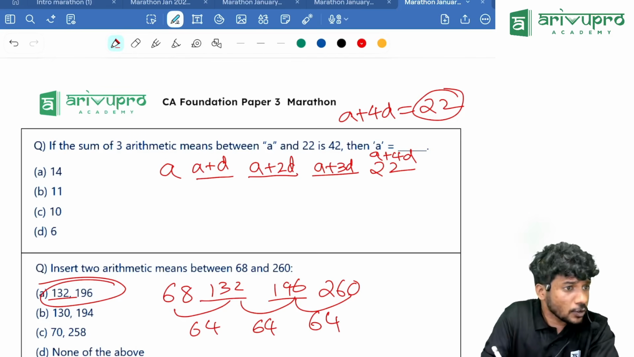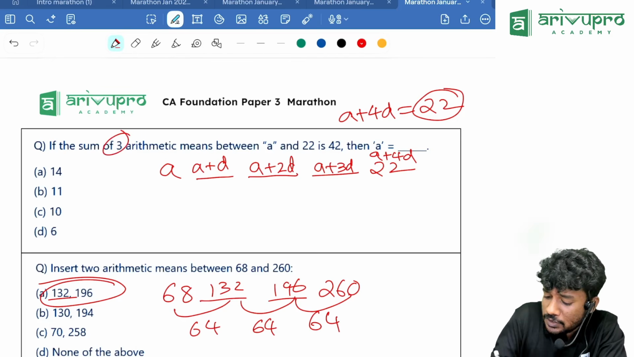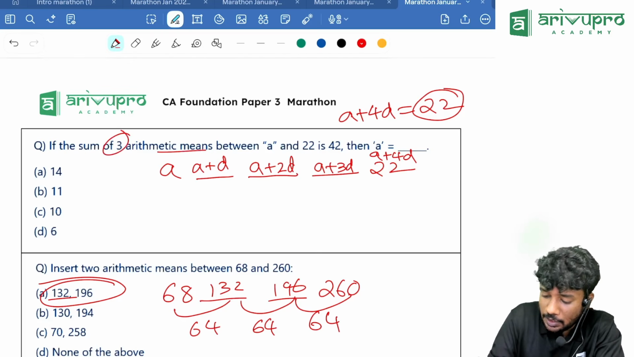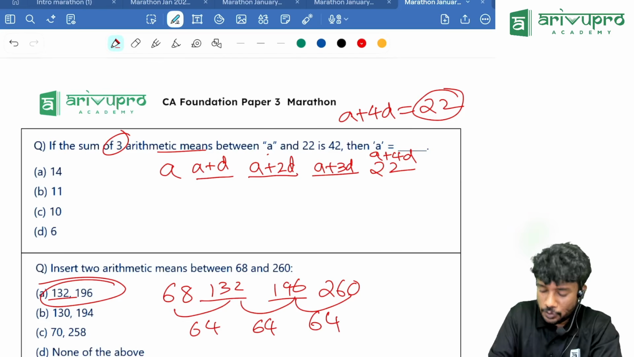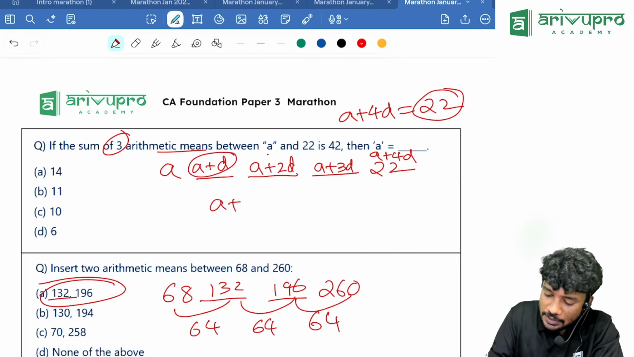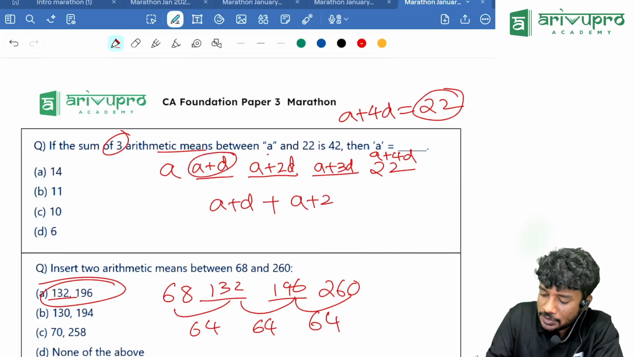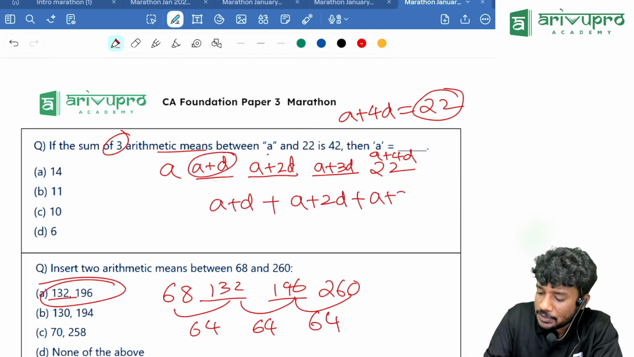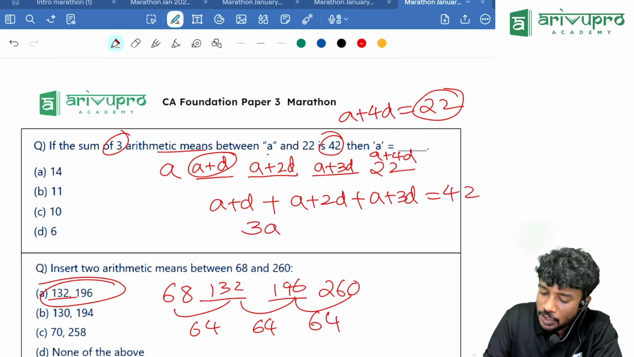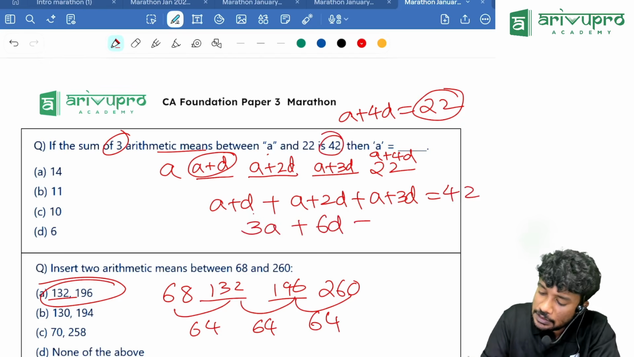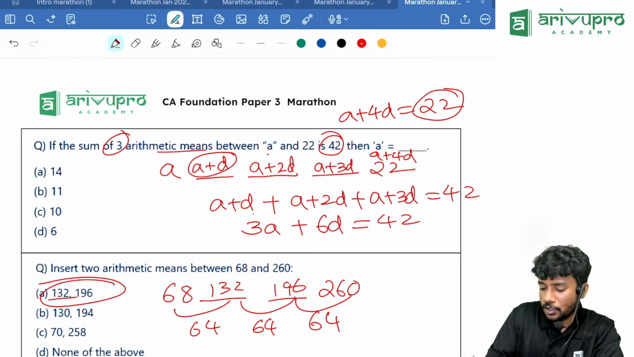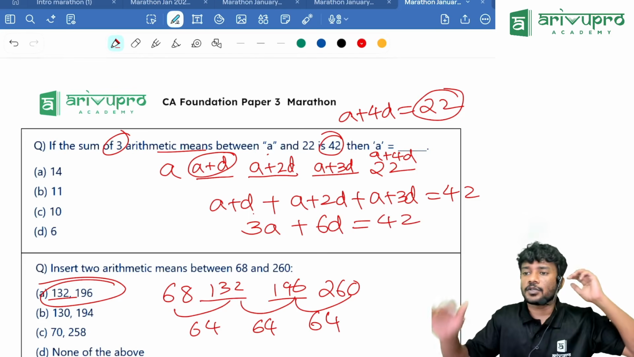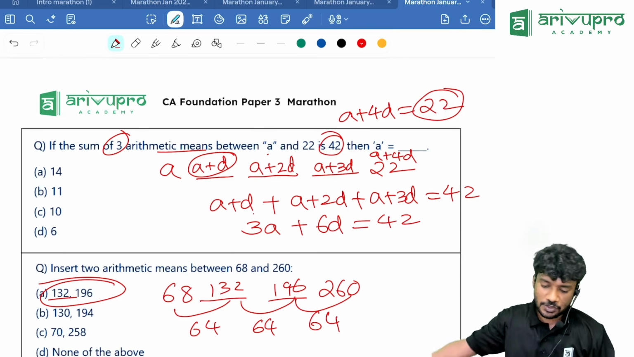Then another concept is given in the question: the sum of the 3 arithmetic means in between A and 22. That means A plus D plus A plus 2D plus A plus 3D is equal to 42 as per the question. From that we know 3A plus 6D is equal to 42. Take 3 common and cancel, and you will get the answer. You can eliminate and give me the answer, please.